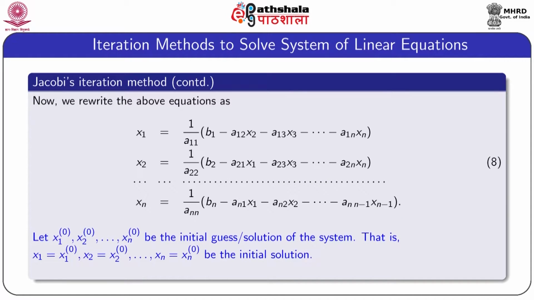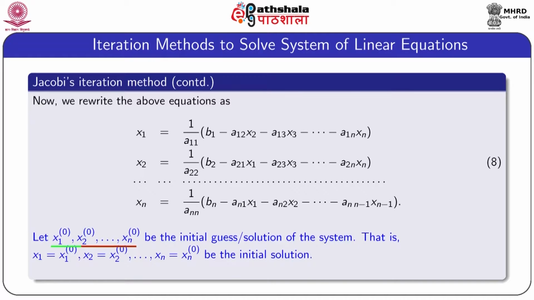Now, we rewrite the above system of equations as follows. The variable x1 is taken from the first equation of the system. The variable x2 is written from the second equation of the above system of equations. The last variable xn is taken from the last equation of the system of equations. So, using this iteration scheme, we can determine the values of x1, x2 and xn from these expressions.